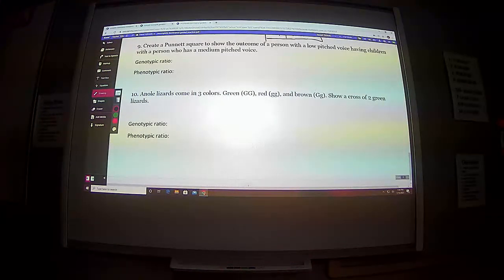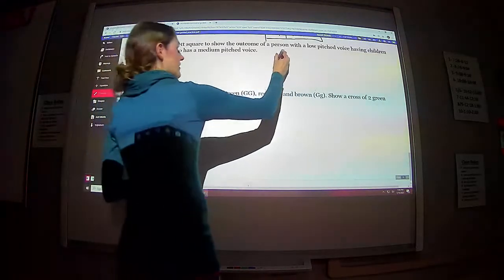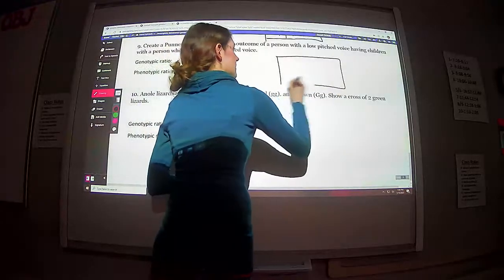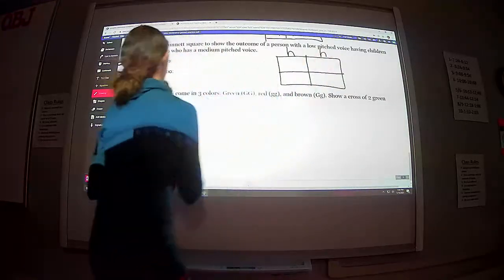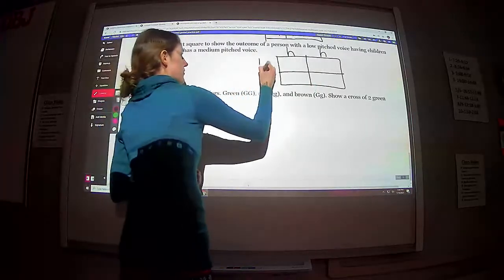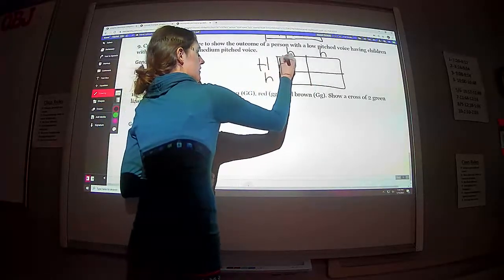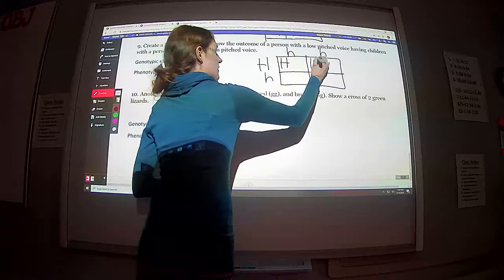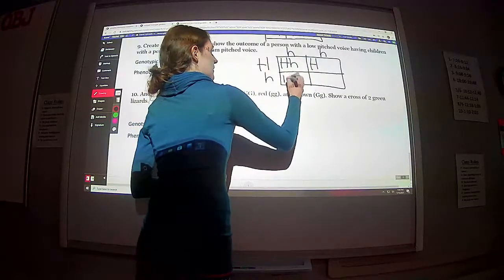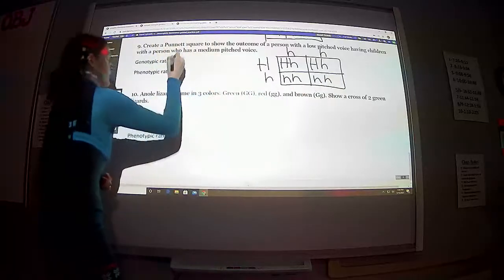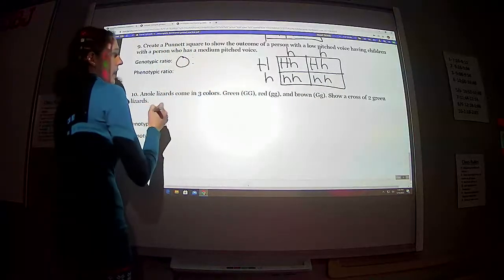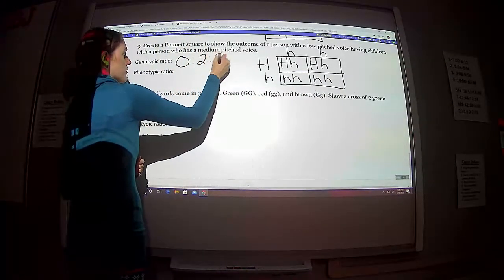Show the outcome of a person with a low-pitched voice having children with a person who has a medium-pitched voice. We have no high, we have 2 medium, 2 low.